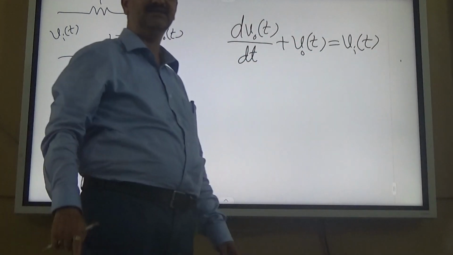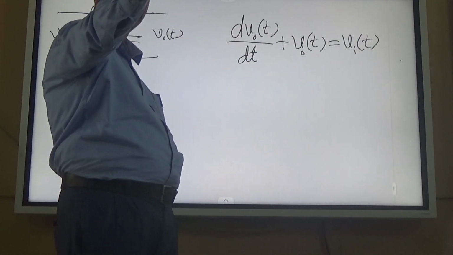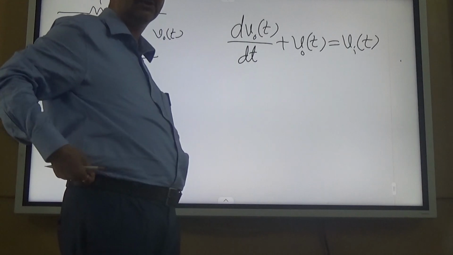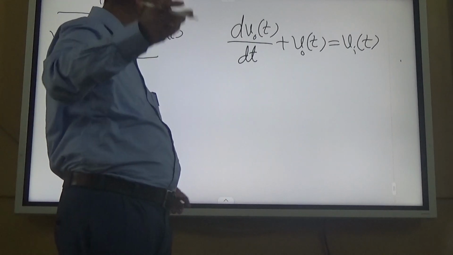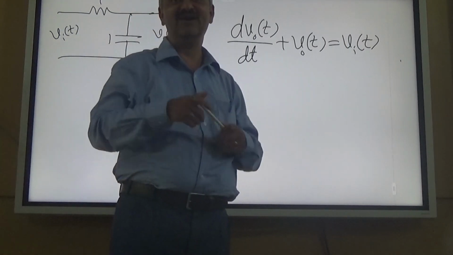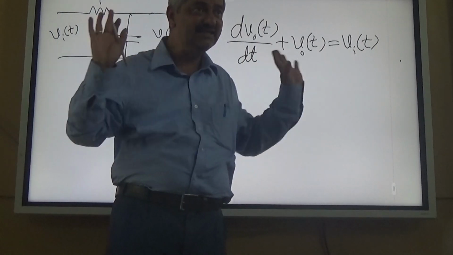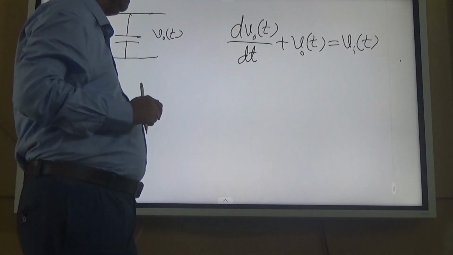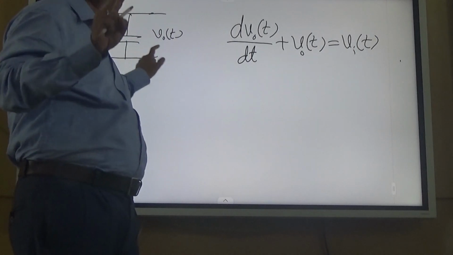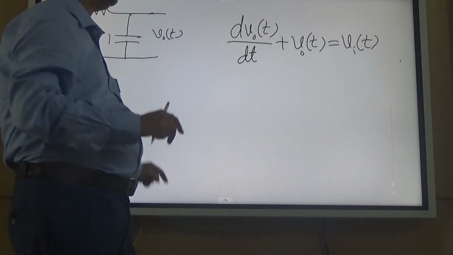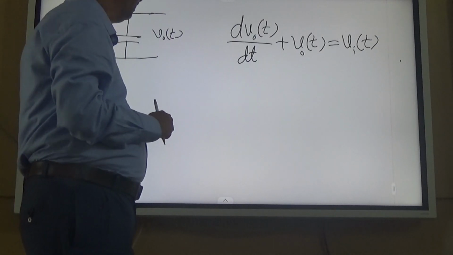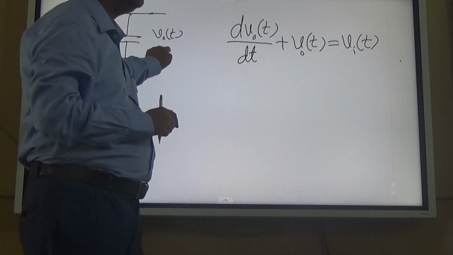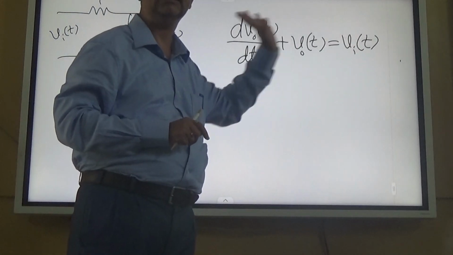You solved it last time, no? One at e raised to minus t, right? So he might have forgotten. So now the question is, is it clear? A resistor of 1 ohm, a capacitor of 1 farad, a circuit consisting of only 2 components. I have applied an input, and output is there. This is the differential equation which governs the system.